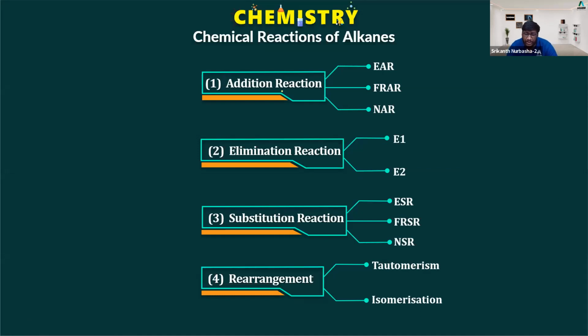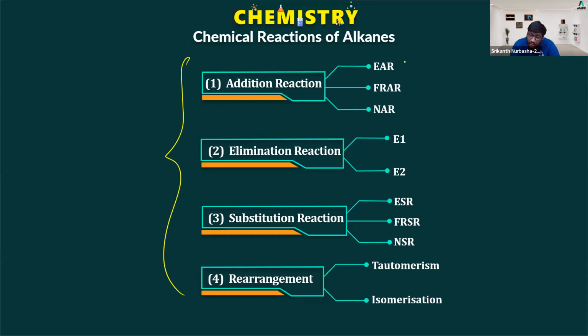In GOC 2 we have also studied addition reactions, meaning electrophilic addition reactions, free radical addition reactions, and nucleophilic addition reactions. Elimination E1 and E2 we have discussed. Substitution: electrophilic substitution, free radical substitution, nucleophilic substitution reactions, rearrangements, tautomerism and isomerism. These are the different types of reactions.